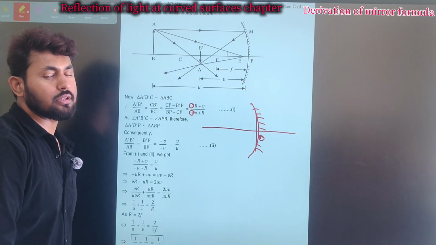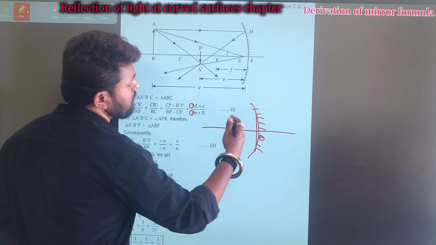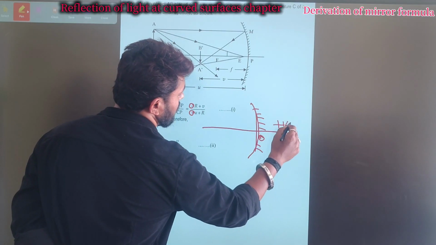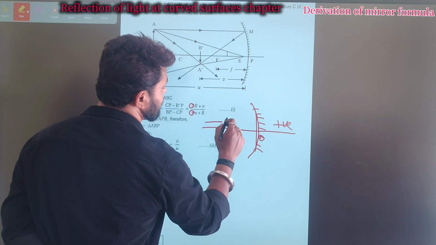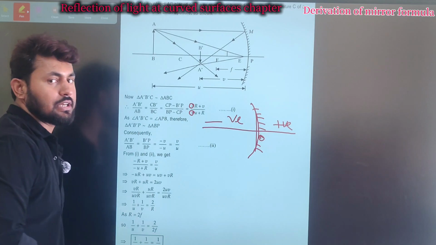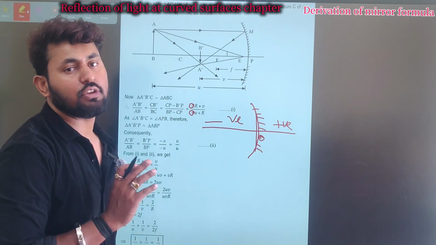Now you should know that in integers, the numbers which fall on the right will be positive. The numbers which fall on the left hand side will be negative. I gave you a hint.